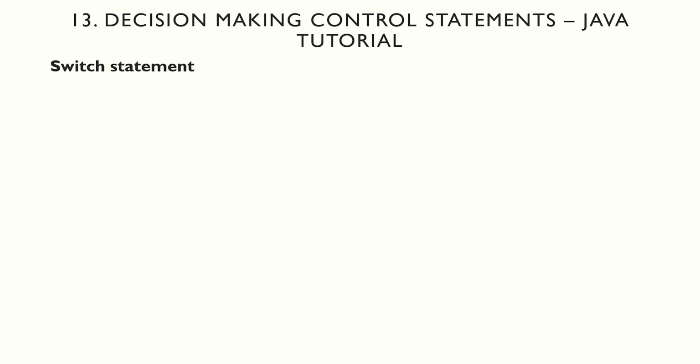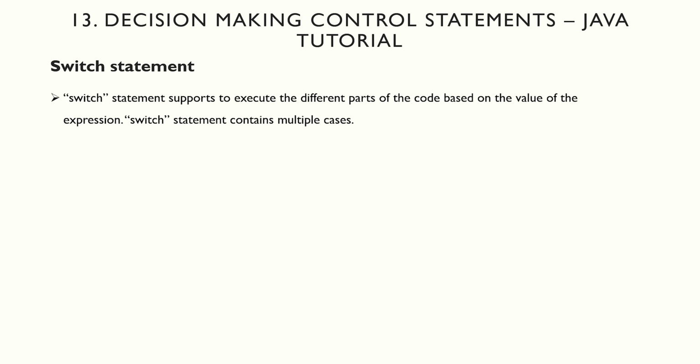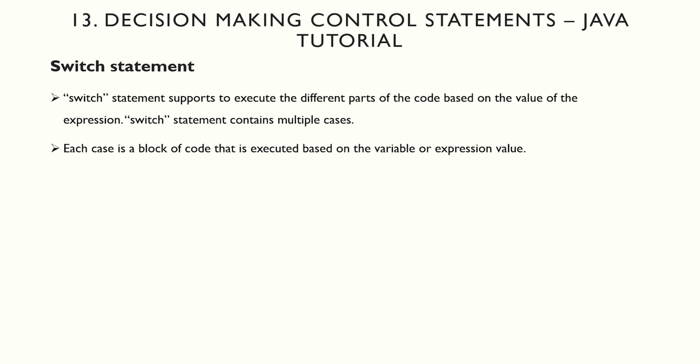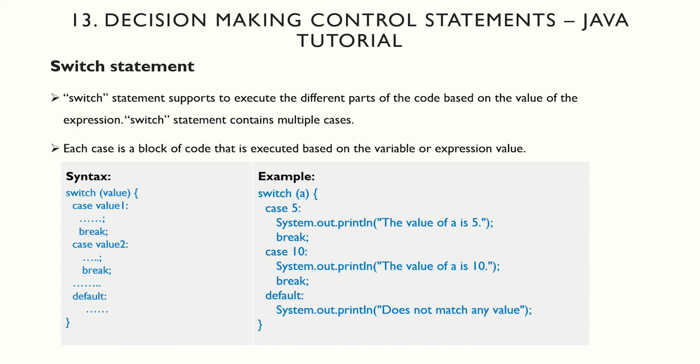Switch statement. The switch statement supports executing different parts of the code based on the value of the expression. A switch statement contains multiple cases. Each case is a block of code that is executed based on the variable or expression value provided to the switch statement. In a way, switch statements are similar to if else statements but provide better readability to the program. Syntax: switch keyword followed by an expression within parentheses and a block of code.